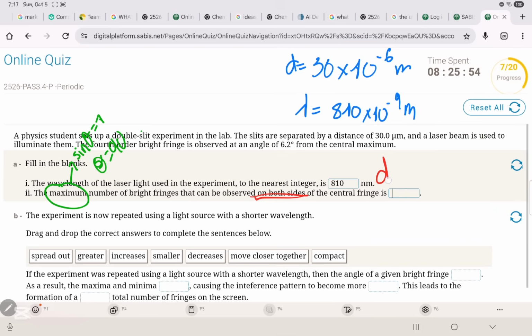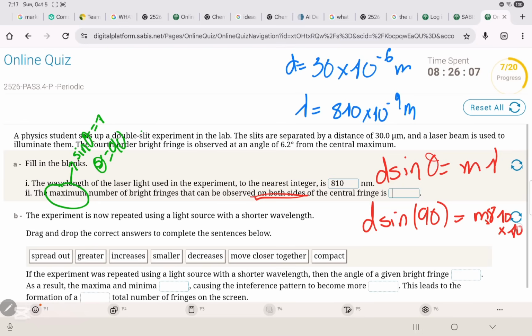Now it's going to be d sine theta equals m lambda. Now d sine theta is, with theta equal to 90, equal to m, which we need to find, times lambda, 810 times 10 to the power of minus 9. And d is 30 times 10 to the power of minus 6 meters times sine 90. So now that means m is equal to 30 times 10 to the power of minus 6 times sine 90 over 810 times 10 to the power of minus 9. And this will give me an answer of 37.